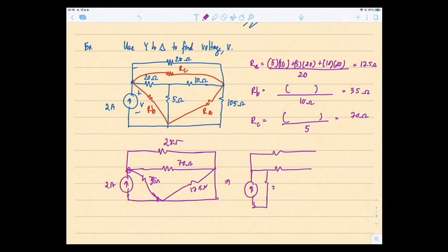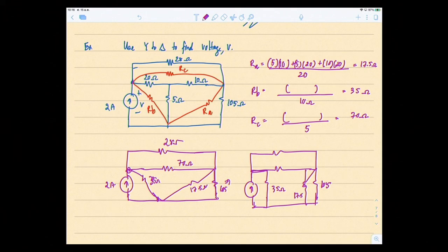So 35 ohms, and it's the same point, no? And this is, of course, the same point. Oh, I'm missing something. See, 105, and 17.5 ohms.